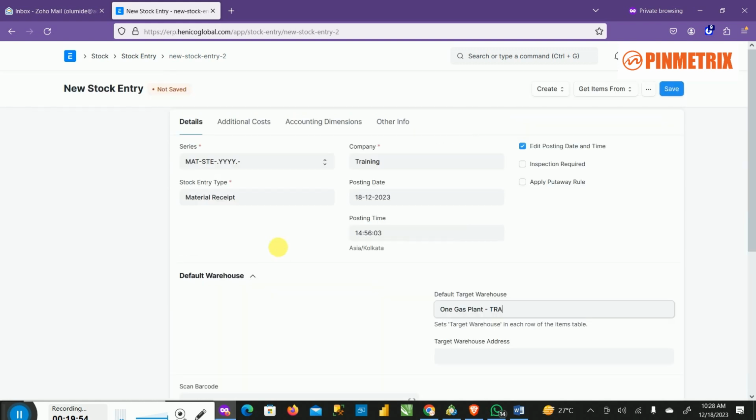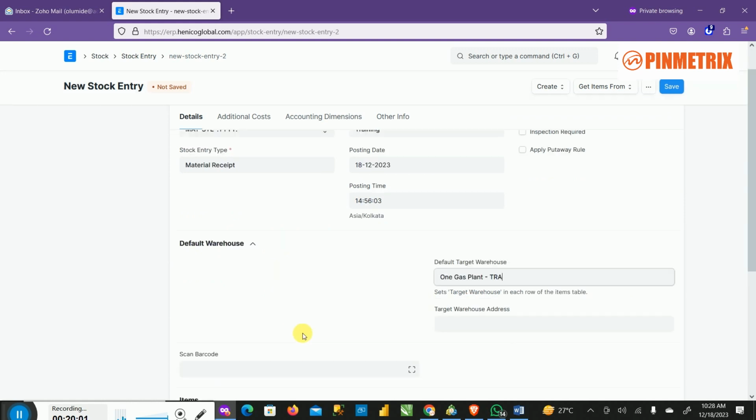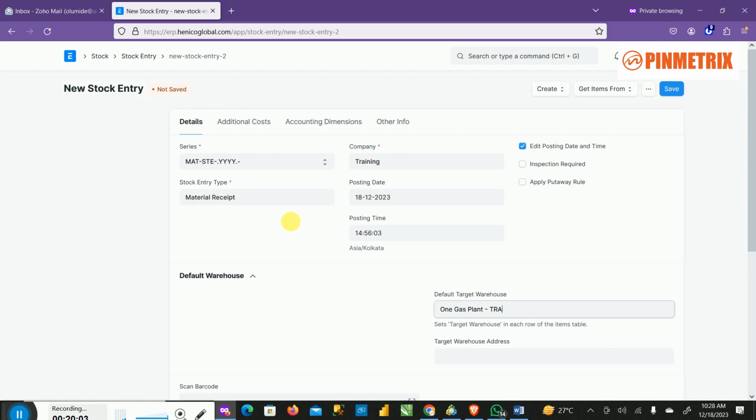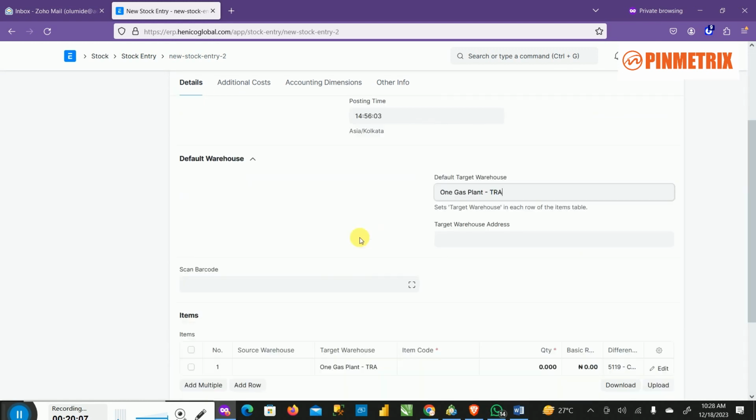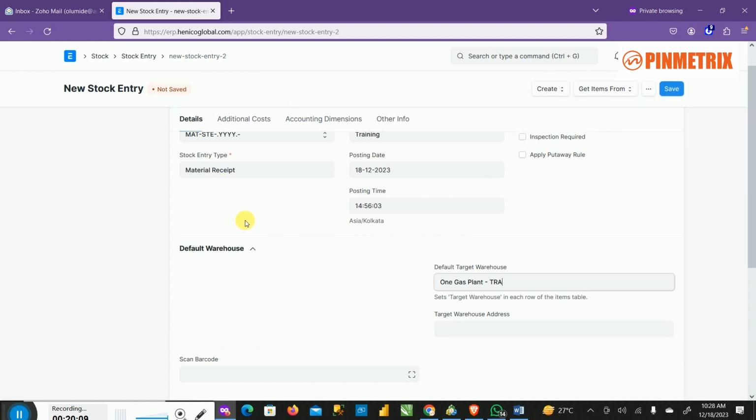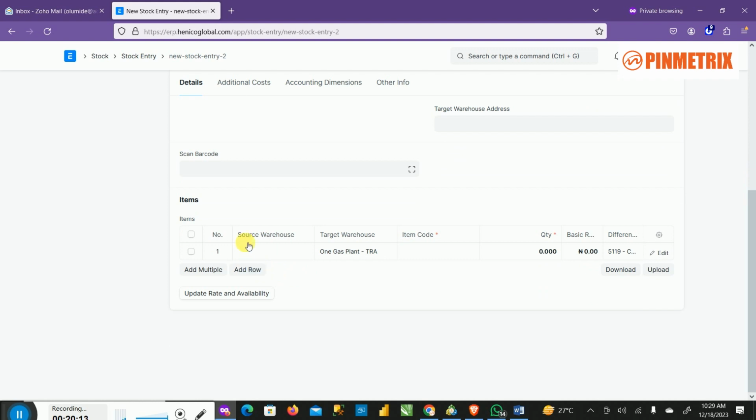In a situation whereby the type here is transfer, when it is material transfer, you might need this. This is where this tool will be needed. But this time around, I'm just talking about material receipt. So in a situation whereby it is material receipt, this is the only thing that is needed, and the product. The product I have here is LPG.